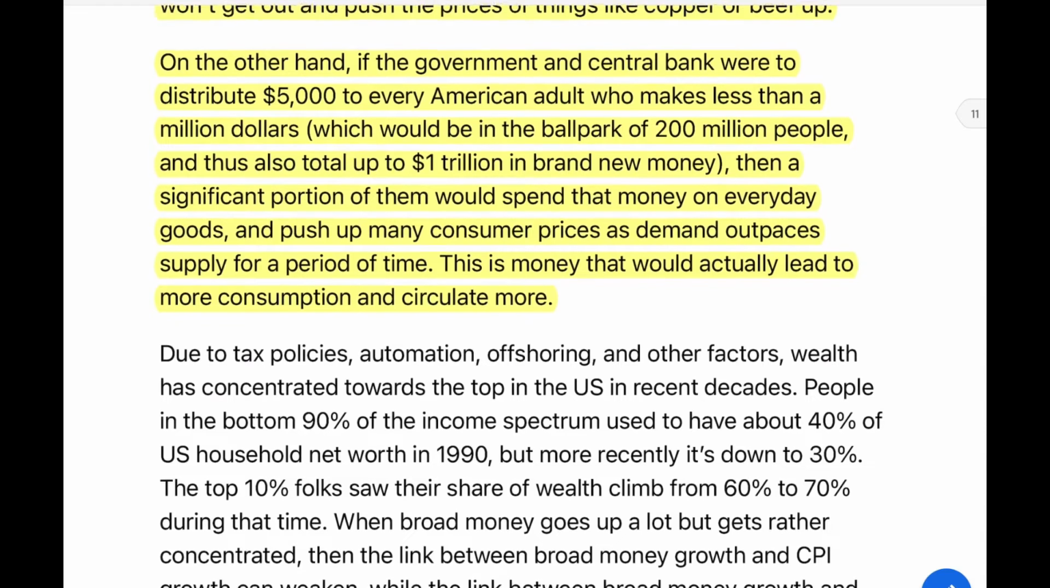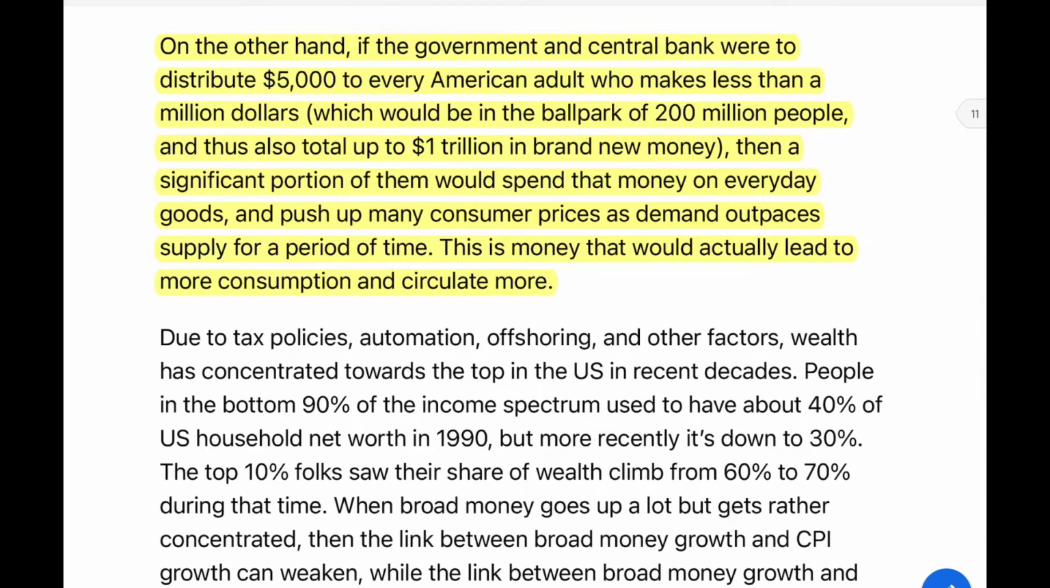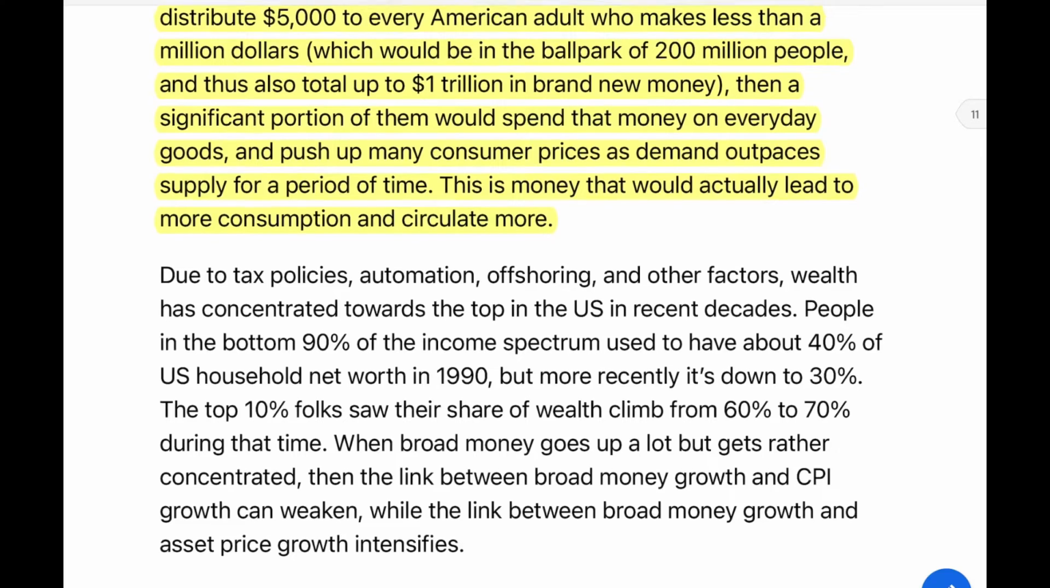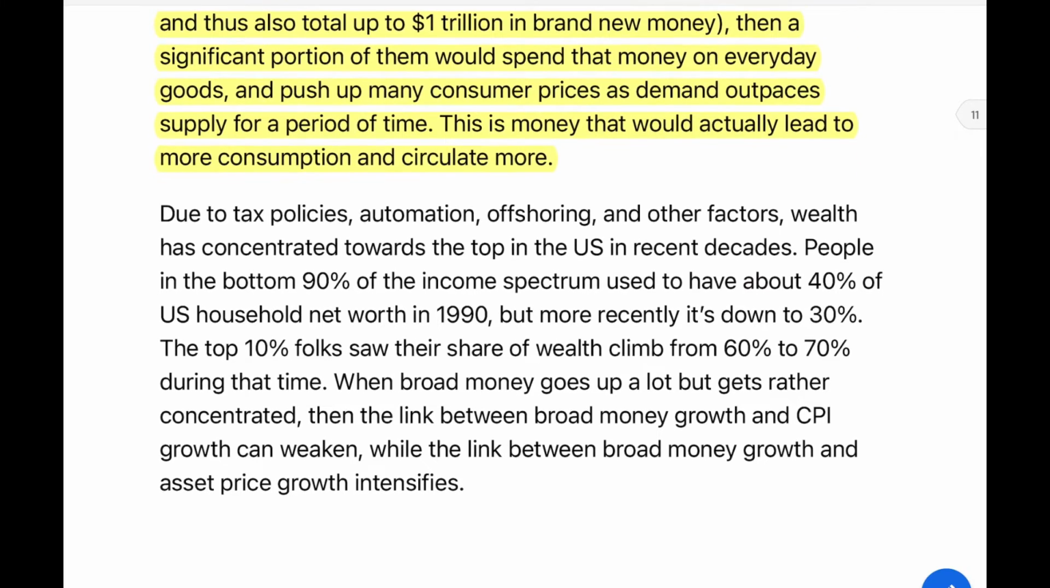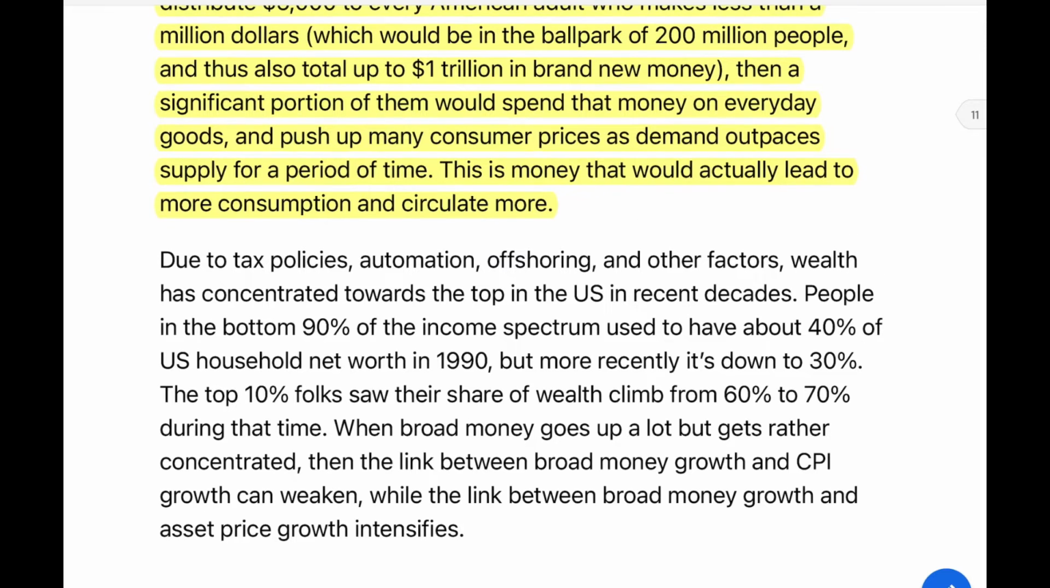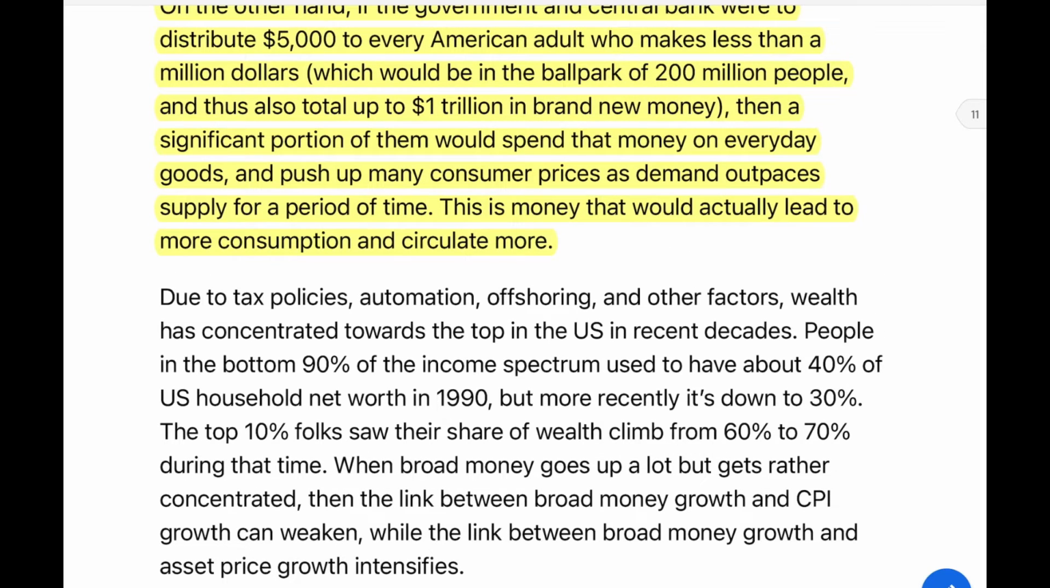On the other hand, if the government and central bank were to distribute $5,000 to every American adult who makes less than $1 million, which would be in the ballpark of 200 million people, and thus total up $1 trillion in brand new money, then a significant portion of them would spend that money on everyday goods and push up many consumer prices as demand outpaces supply for a period of time. This is money that would actually lead to more consumption and circulate more. And that's what we're experiencing today.